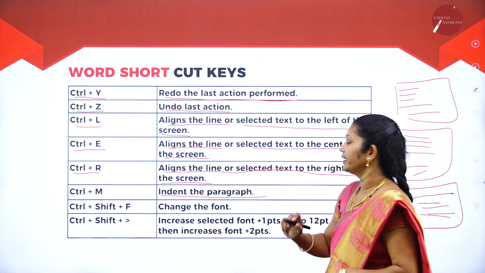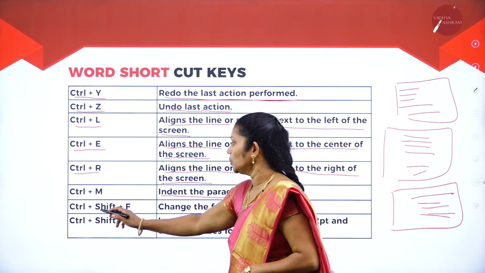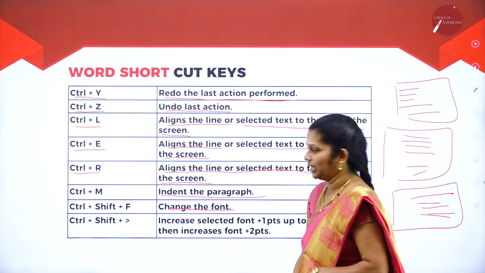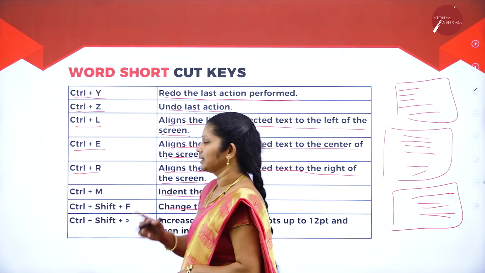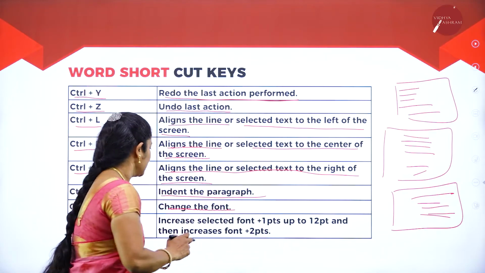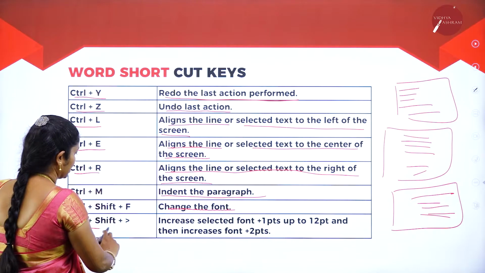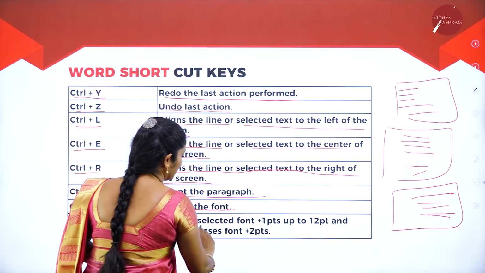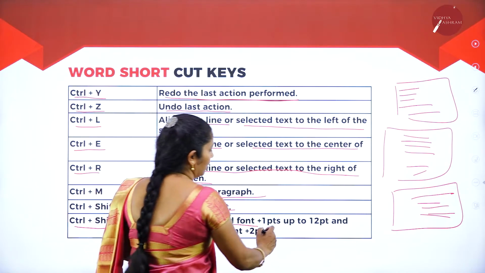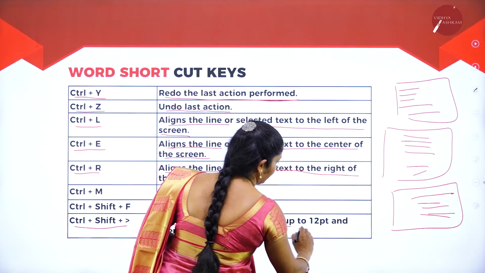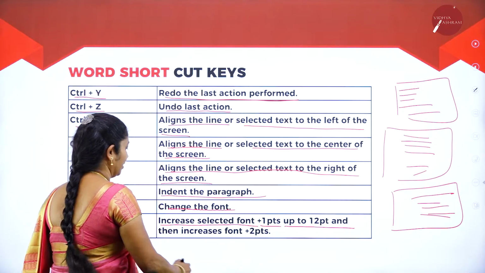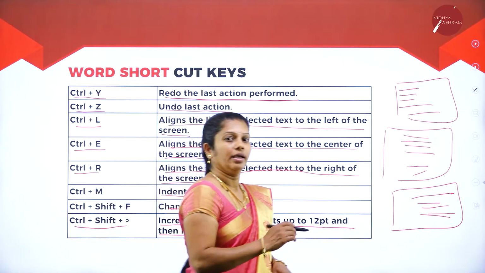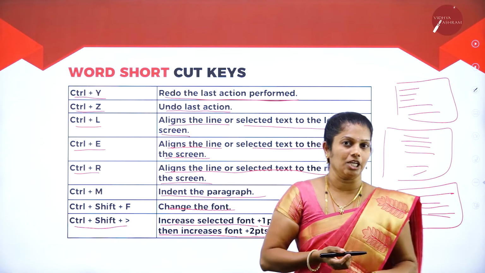indents the paragraph. Control plus Shift plus F changes the font. When you want to change the font, at that time we have to press Control plus Shift plus F. In the same way, Control plus Shift plus the greater than symbol will increase the selected font size, up to 12 points here, and then increases the font size further. It means that we can increase the size of the text.